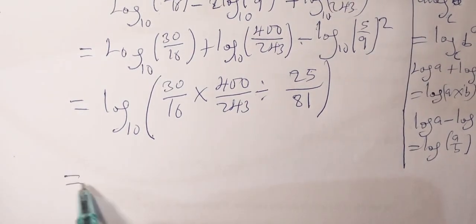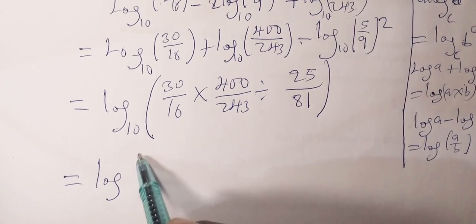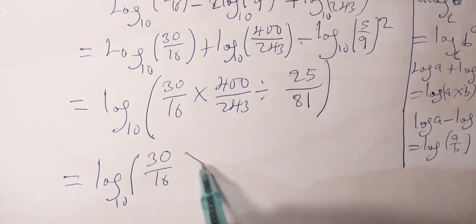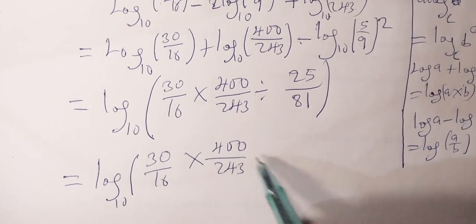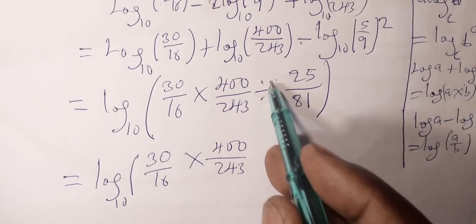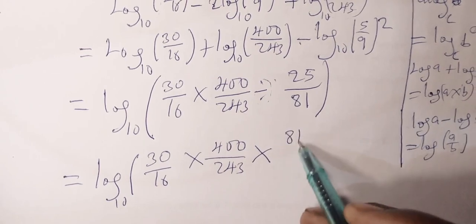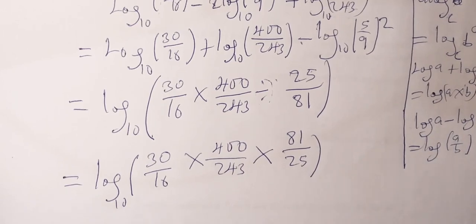So this is the same thing as log base 10 of 30 over 16 multiplied by 400 over 243. Then you change this division to multiplication, then the denominator of this fraction will go up while the numerator becomes the denominator. So there are some cancellations we will do here in order to solve this particular problem.